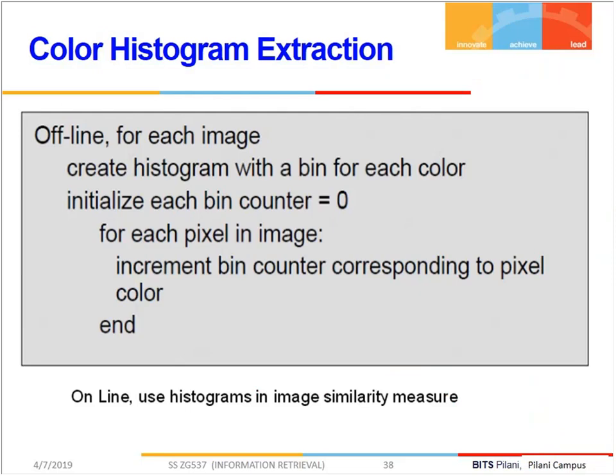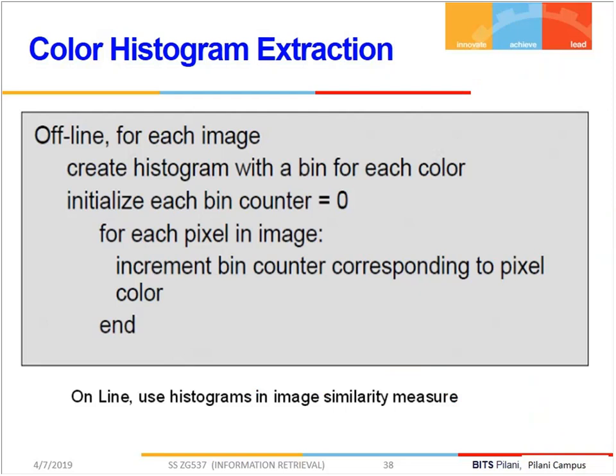So how do we create a color histogram? We create a histogram with a bin for each color, and then we initialize the bin counter equal to 0. For each pixel in the image, we will see which color pixel is coming, find the corresponding bin, and increment the bin counter for that particular pixel color.